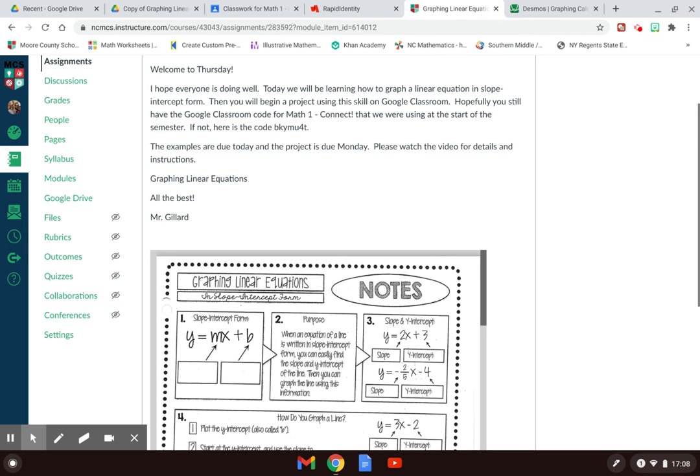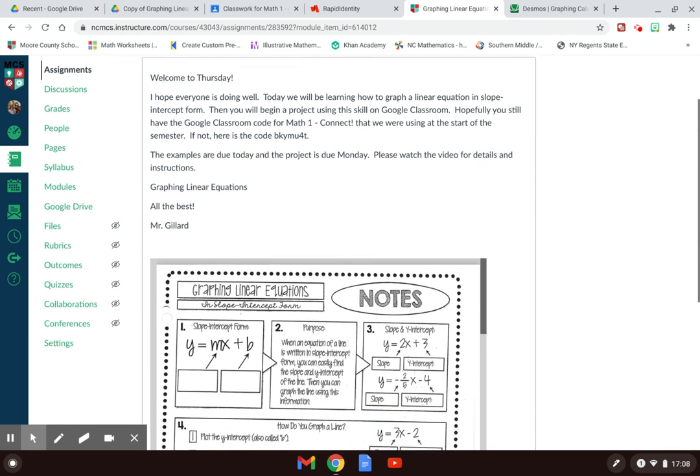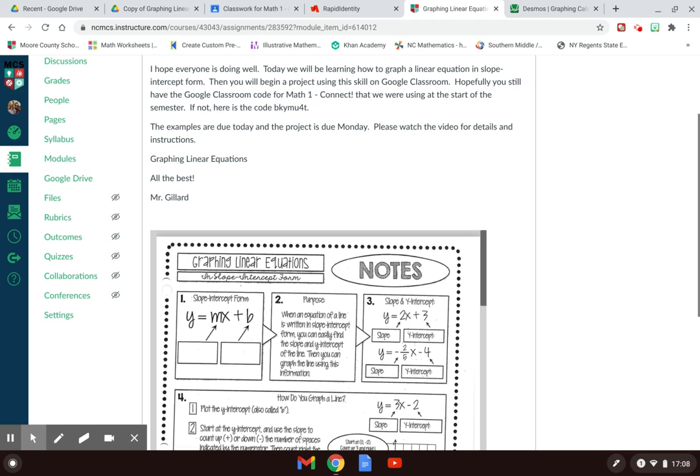Today we are learning about graphing linear equations, and I know we've been doing this for a little bit, but today we're going to learn how to graph them without the use of a table of values and without the use of the Desmos graphing calculator.